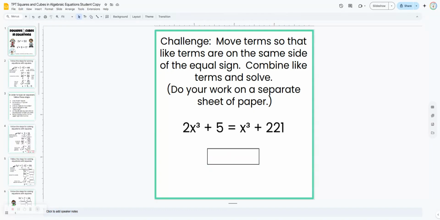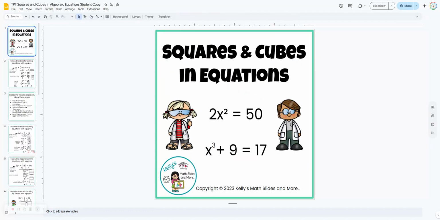So this is a digital lesson of squares and cubes in equations.